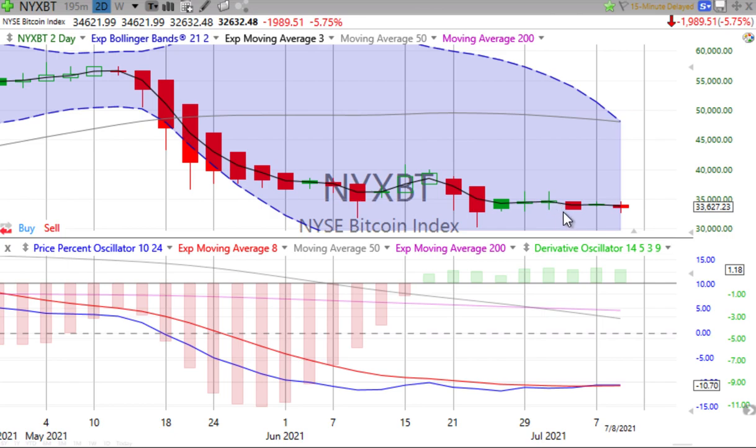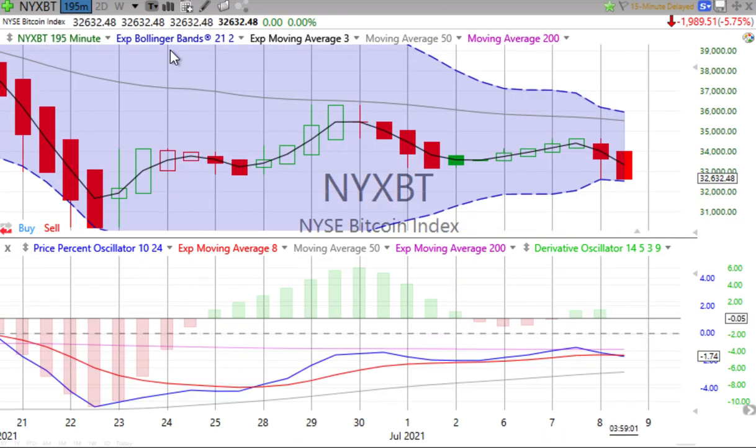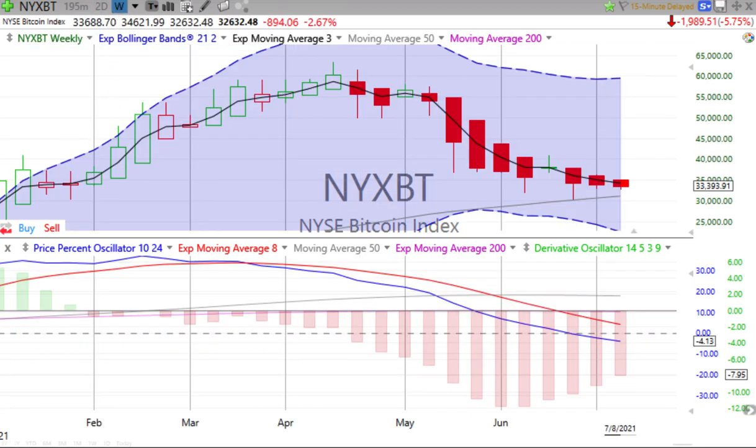For Bitcoin, it is just another day. And we go to the half-day chart, and again, you can see where things sandwiching over, heading down on Thursday. The price percent oscillator heading down, crossed over. Derivative oscillator sort of disappeared. So anyway, that is where we are on Thursday, getting ready to go in Friday.